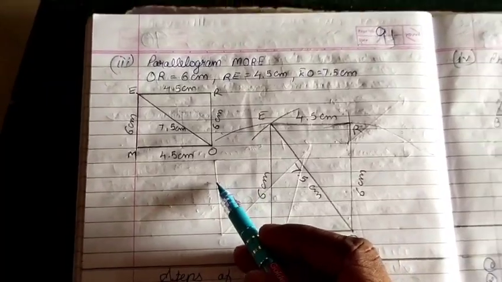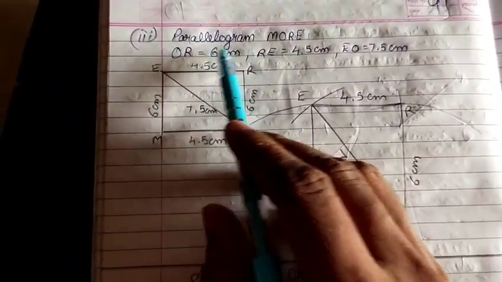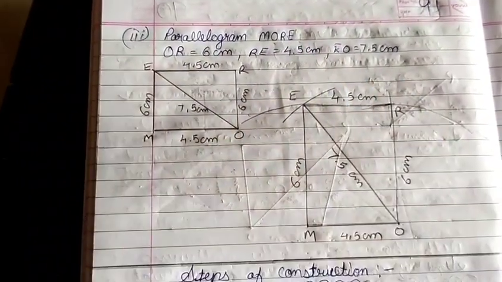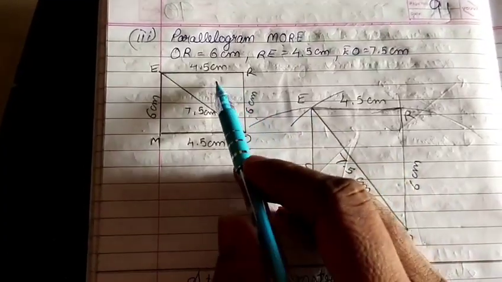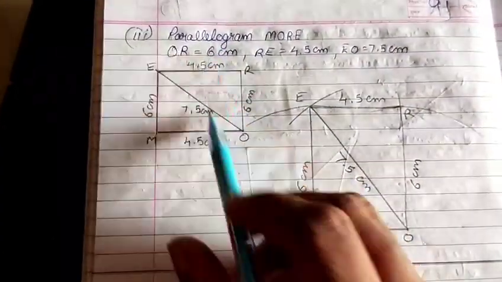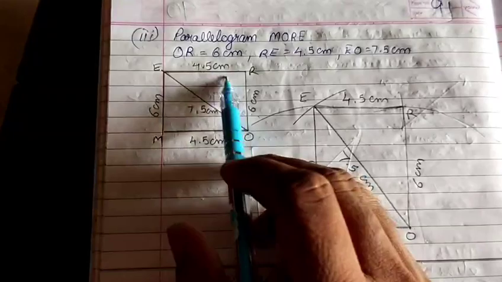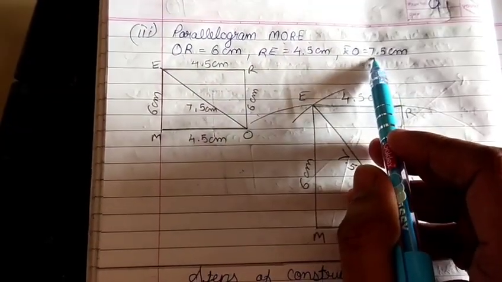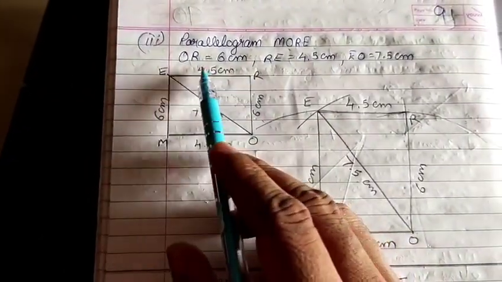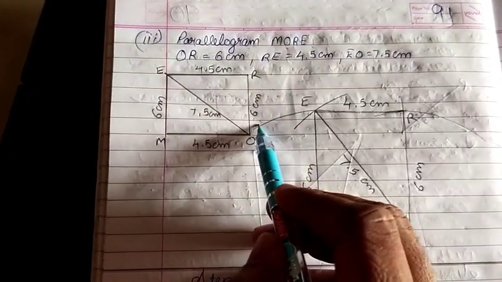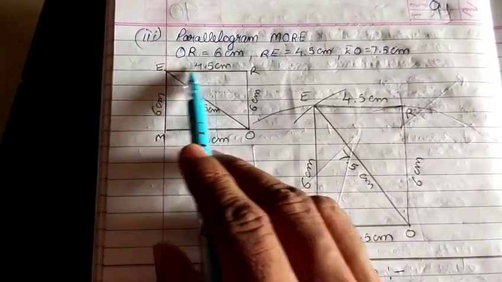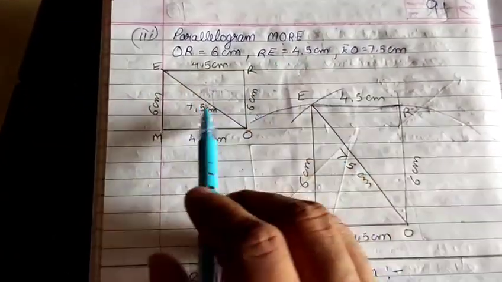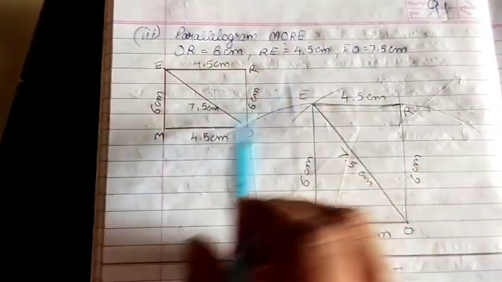Let us see another example of the same. Here parallelogram MORE is given. We have to construct the parallelogram. Now dear student, we know that in a parallelogram opposite sides are equal. The length of one diagonal is also given. Here OR is given 6 centimeter and RE is given 4.5 centimeter and EO, that is one diagonal, is given 7 centimeter.